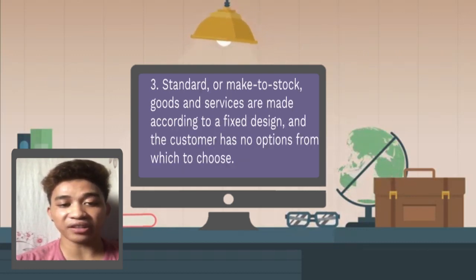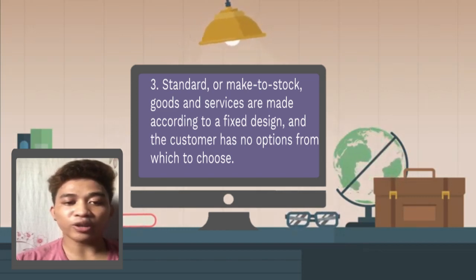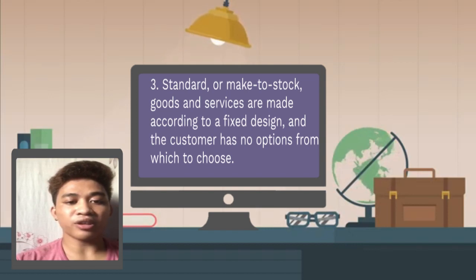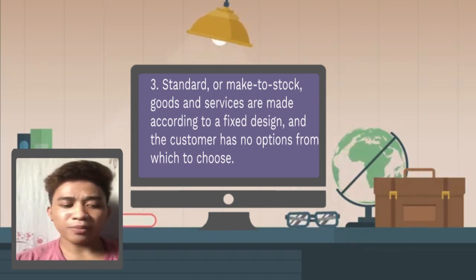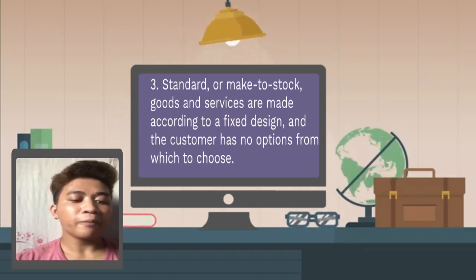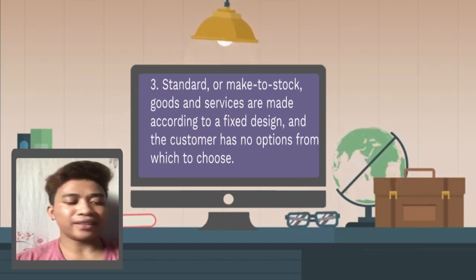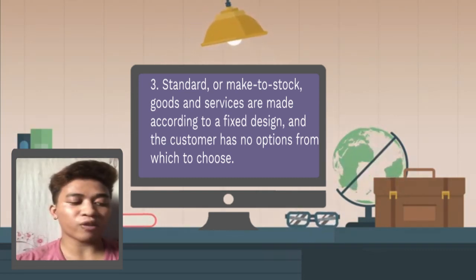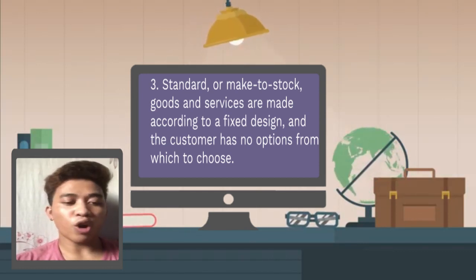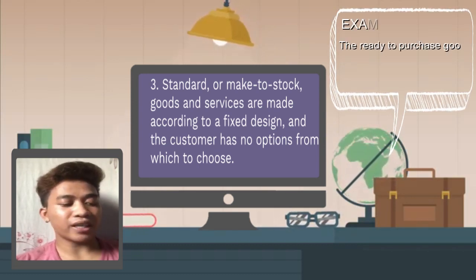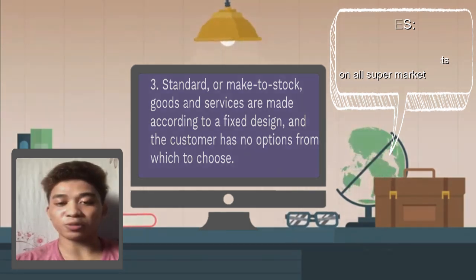Then lastly is the standard or make-to-stock goods and services. These are made according to a fixed design and the customer has no options from which to choose. These goods and services are made and served based on the consumer's demand. On the other hand, these goods and services are stocked for future sales that have not yet taken place at the time of production. For example, ready-to-purchase goods such as soaps and beauty products in all supermarkets.